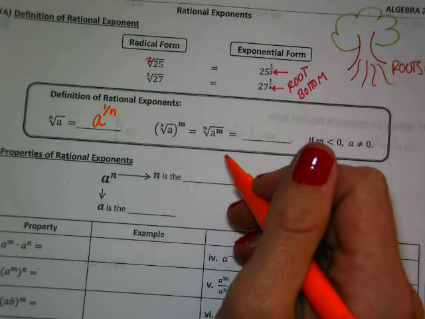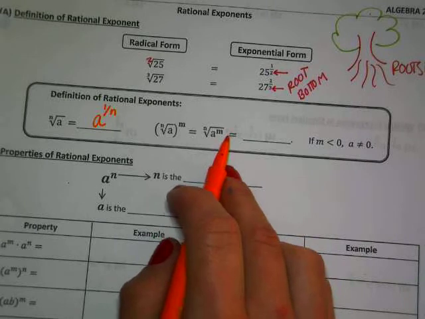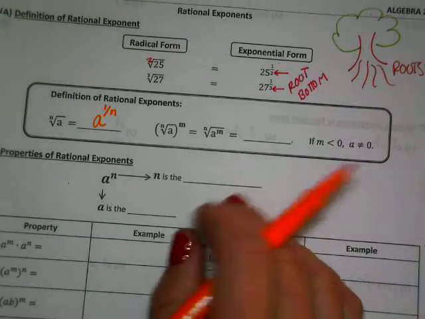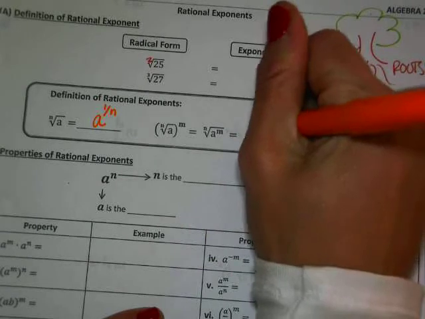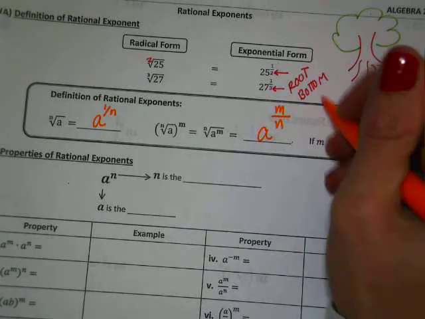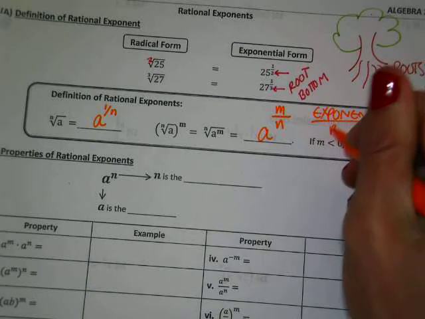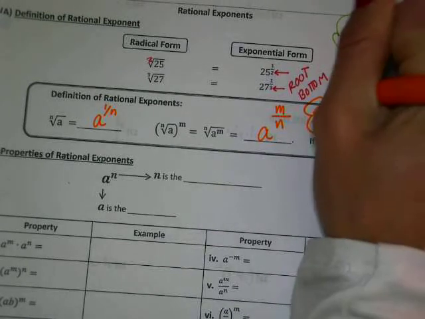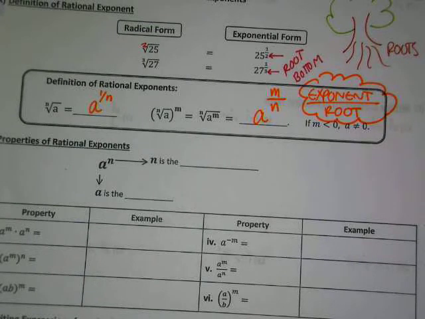And if we have an exponent and a root, the way that you would rewrite it is you would put your exponent on top and your root on bottom. So exponent is going to go on top. The root is going to go on bottom. So write that somewhere, box it, circle it, star it. Super important. So when you're going from radical to exponential, exponent over root.